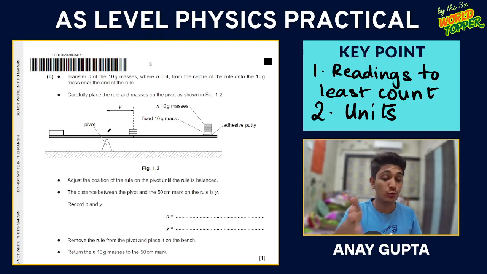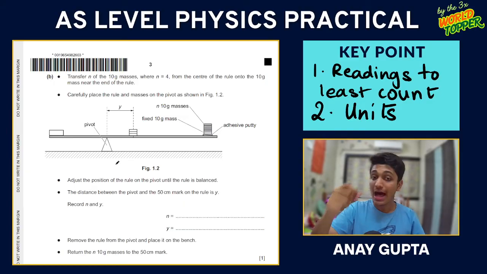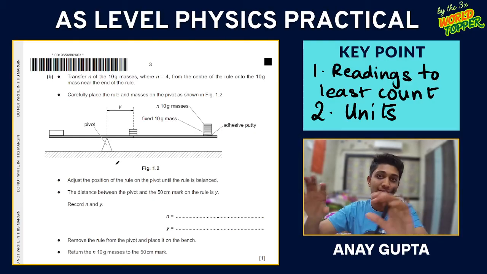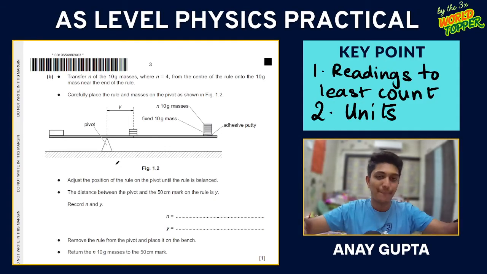Carefully place the rule and masses on the pivot as shown in figure 1.2. Adjust the position of the rule on the pivot until the rule is balanced. The distance between the pivot and the 50 centimeter mark on the rule is y. Record n and y. So what we basically have to do is, first we put the masses on the rule as we have been seeing in the diagram. After that, I hold the rule with one hand, and with another hand I slide the pivot and move it until I reach a point where the rule is hanging parallel to the ground.